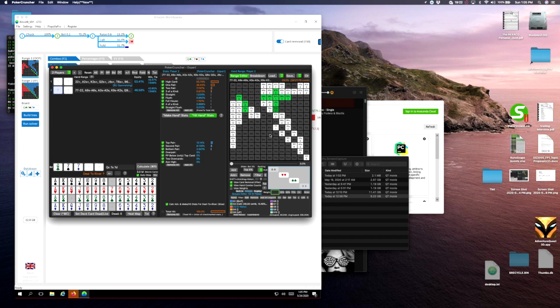I would value raise our quads. I would value raise A-7, our A-7 offsuit. And the reason I value raise our trips is mostly because we're not blocking a whole lot of his defending range by having the 7 or even the rest of the 7s.